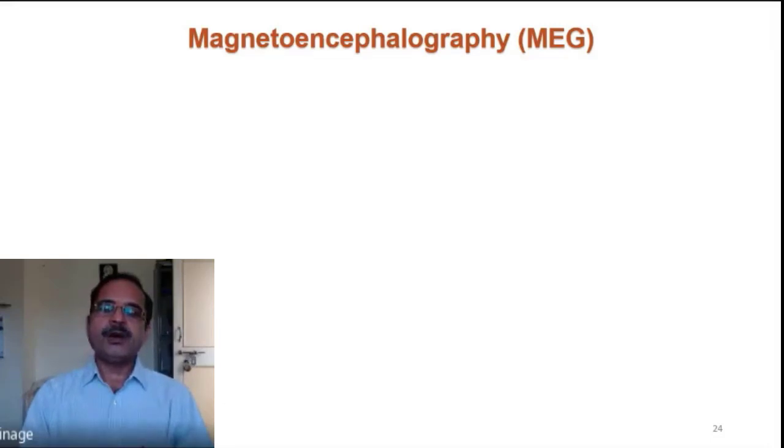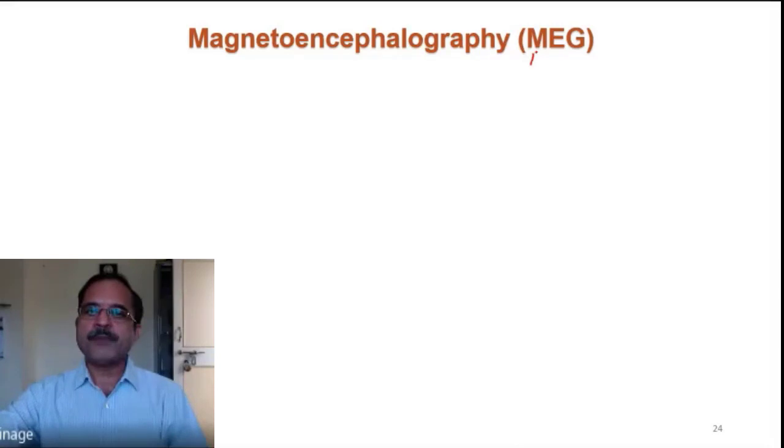electroretinography and electrooculography. Now related to our brain. This is MEG, magnetoencephalography. The first letter stands for magneto. The second part is encephalograph. Encephalo means it is related to our brain. So this is actually the measurement of the magnetic field produced by the brain.